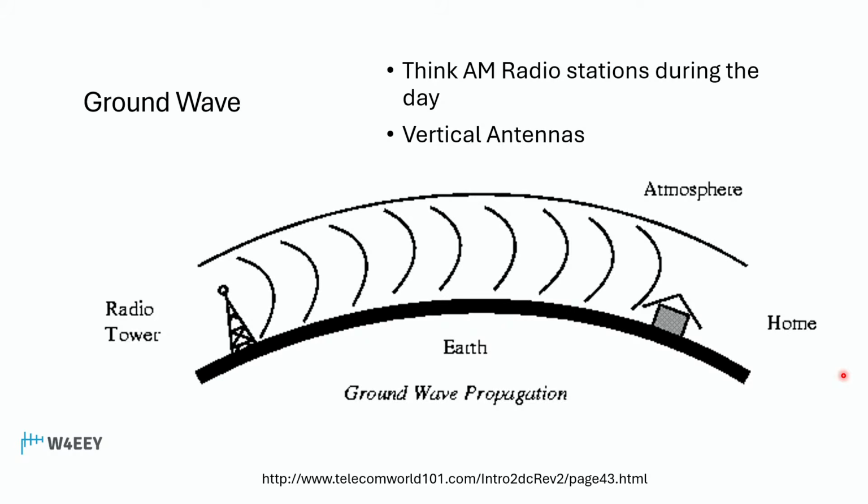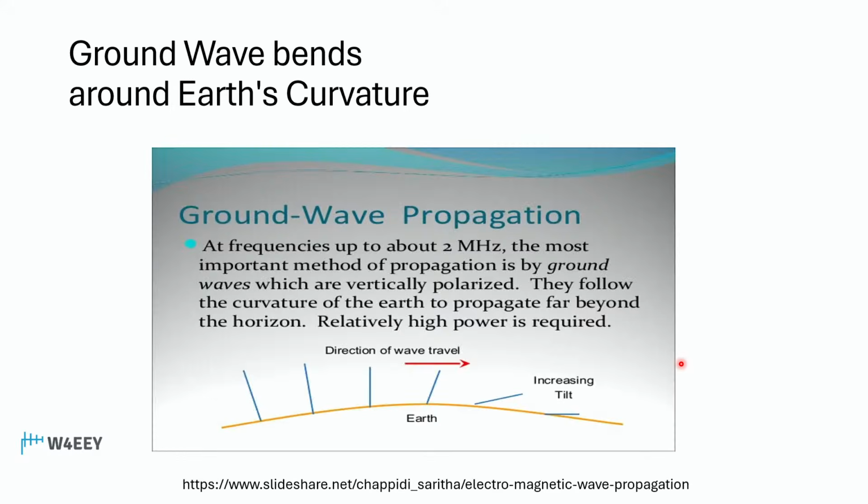Here's a depiction of the ground wave signal during the day as it's traveling along the surface of the Earth. The wave actually tilts, you can see here. And we have these URLs down at the bottom. If you're curious about this phenomenon, you can go there and look at some more information about it. So this is during the day with medium wave.